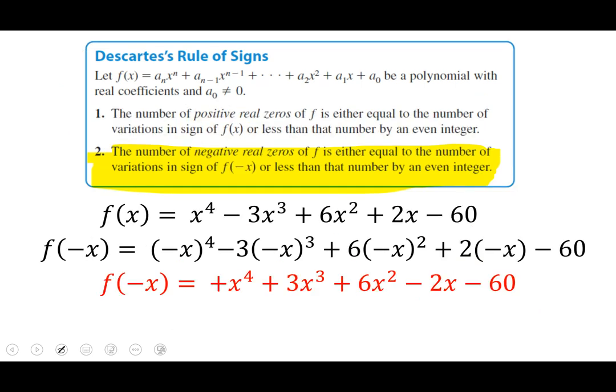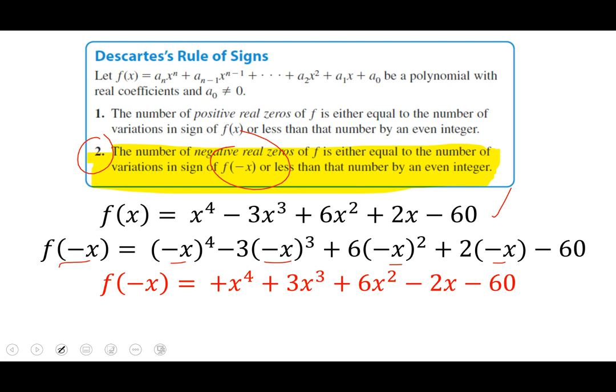And now we're going to go ahead and talk about the number of negative real zeros. So this is part 2. If you want to find the negative real zeros, it's equal to the number of variations in the sign of f of negative x, or less than that by an even integer. So first off, I have my regular f of x. In order to employ part 2 of this rule, I have to find f of negative x. So that means that everywhere there's an x, I have to go ahead and change it to a negative x.